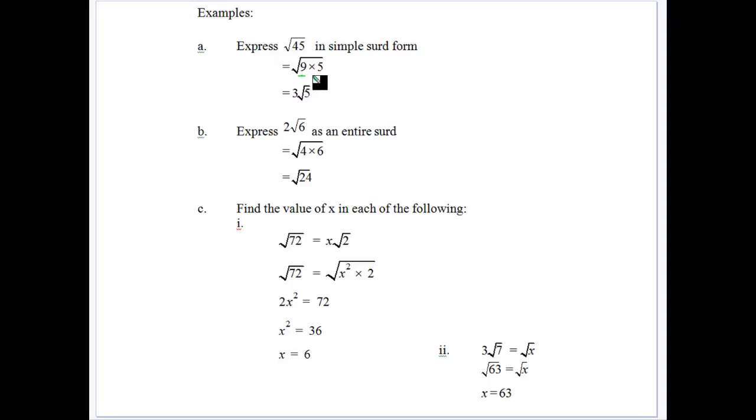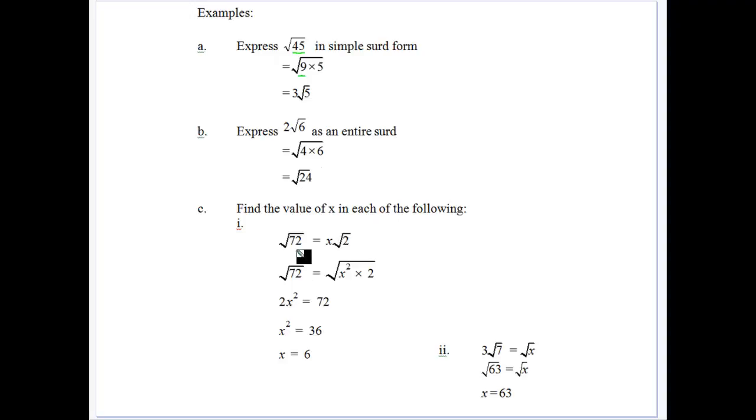So what I'm looking for when I try to simplify a surd is numbers that go into 45, or whatever number I'm taking the surd of, that are perfect squares, because then I can start to simplify them. 2 root 6 is an entire surd. Well, again, 2 could be written as the square root of 4. And the square root of 4 times the square root of 6 gives me the square root of 24.